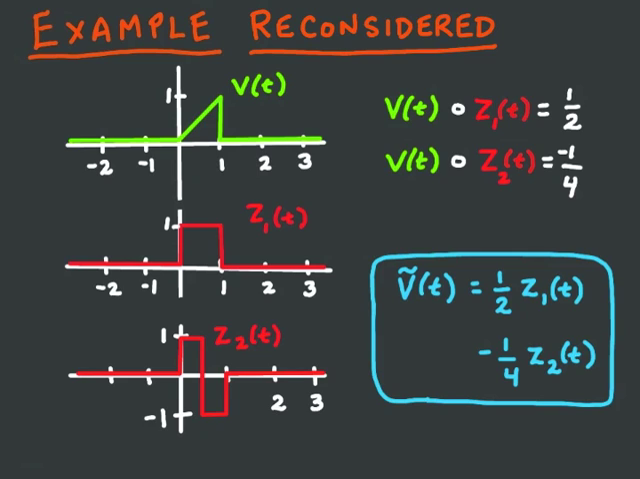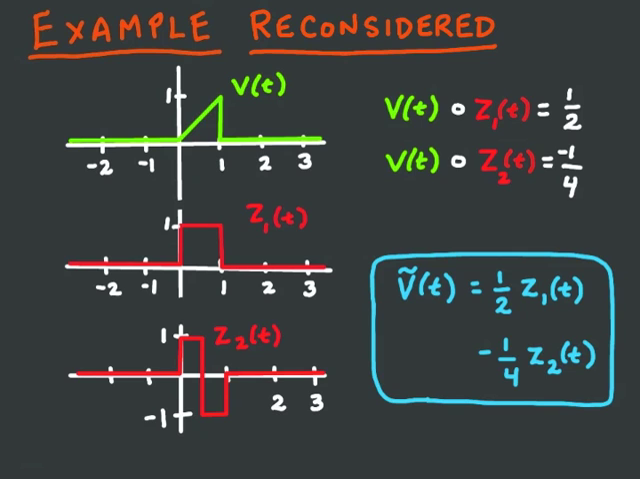z1 and z2 are both unit energy signals, and they are orthonormal to each other. We'll now find the components of v of t in the directions of z1 and z2 by taking the circle product. V of t circle product with z1 will be 1/2, and v of t circle product with z2 will be minus 1/4. So we find our approximation, which is 1/2 z1 minus 1/4 z2.